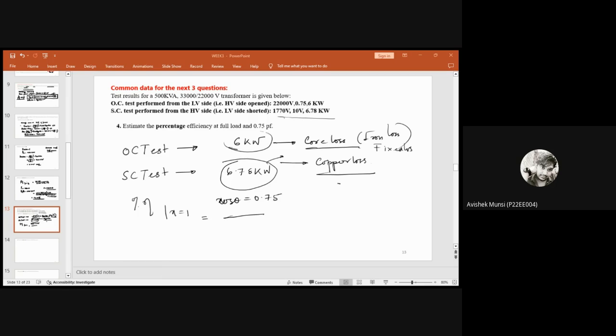There is a mistake in the question which I see here. This should be 10 Ampere.